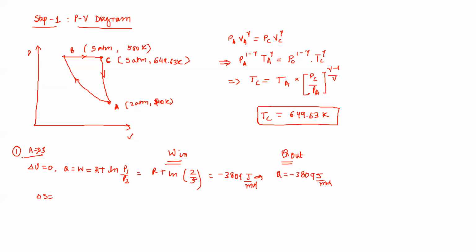This is an isothermal process, right? So for an isothermal process, the entropy change is given by R ln V2 by V1 or P1 by P2. So we are going to take R ln P1 by P2. That is R ln 2 by 5. So entropy change is minus 7.618 joule per mole Kelvin. So that is the entropy change. This is what we have got from the first step. Then we move on to the next step.